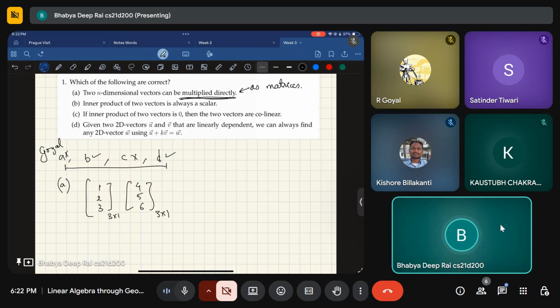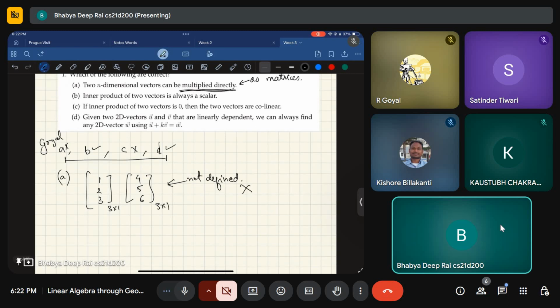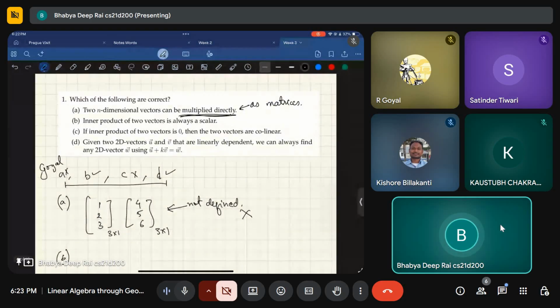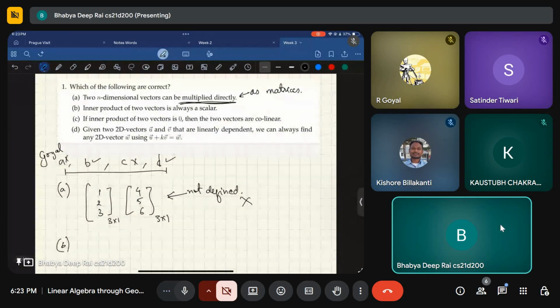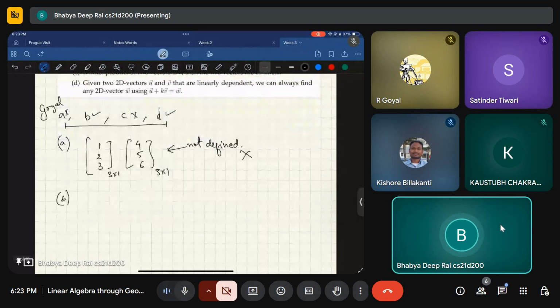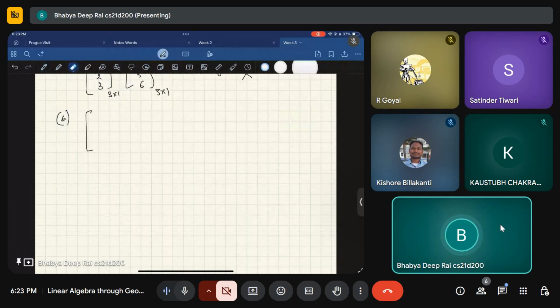The inner product of two vectors is always a scalar. I think everyone agrees with this. So something like 1, 2, 3 inner product with 4, 5, 6 will be element wise multiplication and add the result. So it's 1 times 4 plus 2 times 5 plus 3 times 6, and 3 times 6 is 18.